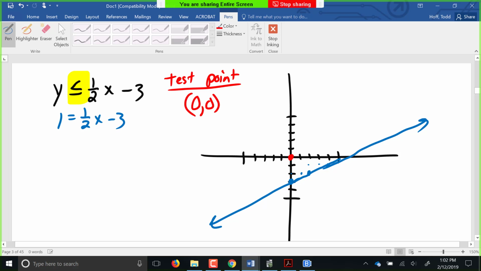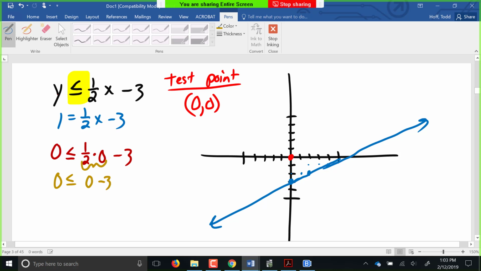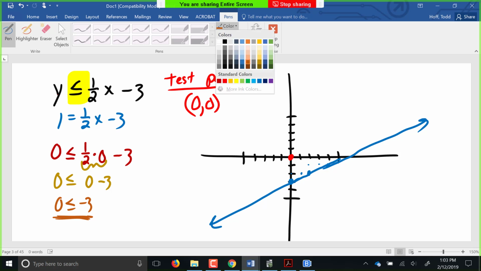So 0, 0. Simply because it's really easy to calculate with zeros. So to test that point, put in 0 for y. Is that less than or equal to 1/2 x minus 3, which becomes 1/2 times 0 minus 3? Well, 1/2 times 0 is 0. 0 minus 3 is negative 3. Is 0 less than or equal to negative 3?